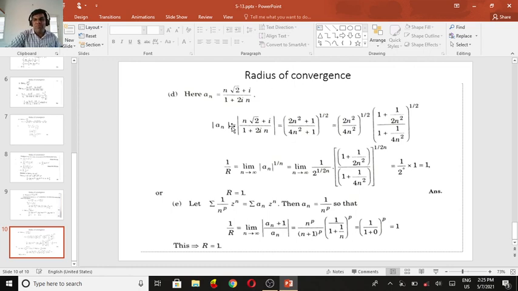We give a theorem, and we give some examples regarding the radius of convergence.